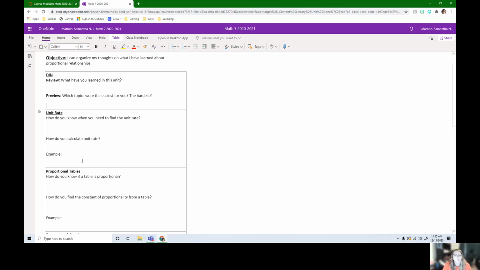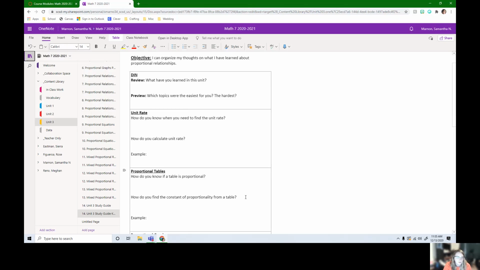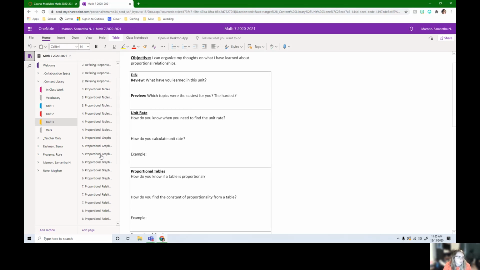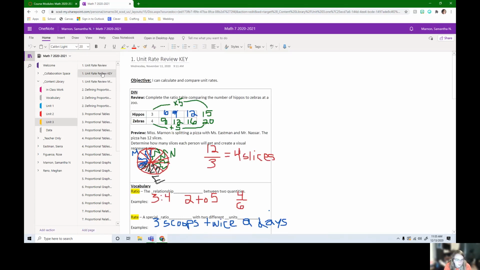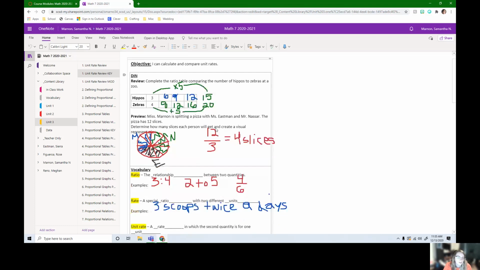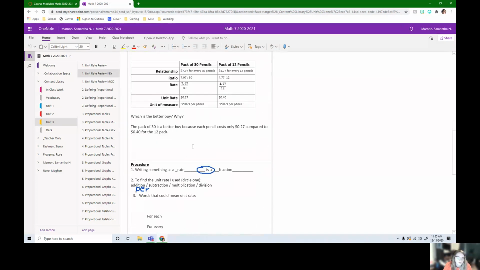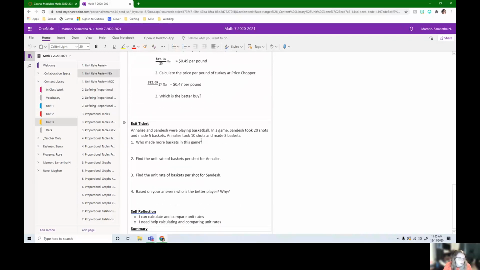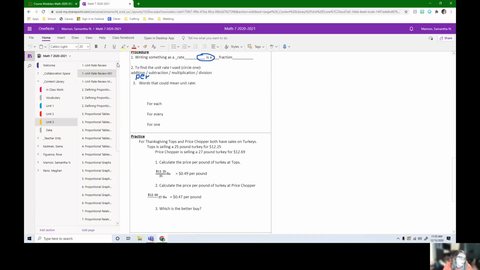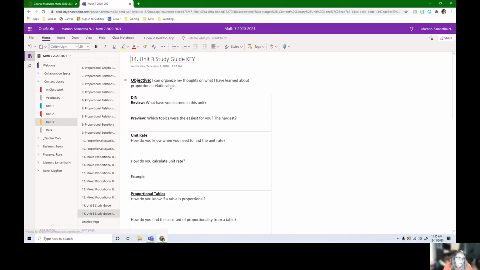What I mean by scavenger hunt is you're going to go into your notes, whether you're looking in the content library at mine or in yours, and look for unit rate. We have a page called unit rate, so you can see what we learned. Here we have a procedure: unit rate is a fraction, we use division. You can write that in on your page 14 study guide.